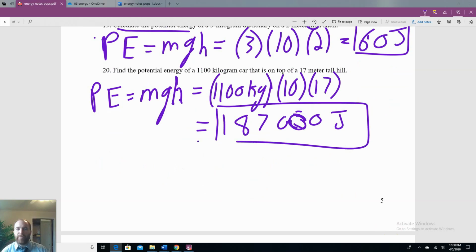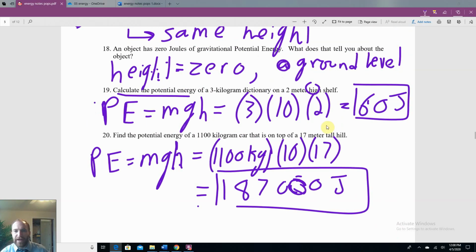It always is good to think about our answer here. When we looked at the dictionary, 3 kilograms is like 6-7 pounds, something in that neighborhood. And it's got 60 joules of energy, so it's not a whole lot of energy. This car, first off, is a lot more massive, right? A car compared to a book. And it's on top of a really tall hill. 17 meters is pretty high up. And since it's this big heavy object that's really high up, it has a lot of potential energy. Notice that this 187,000 is way, way, way bigger than the 60 joules. Which makes sense, because again, it's really heavy, it's really high up, so it has a lot of energy stored there.